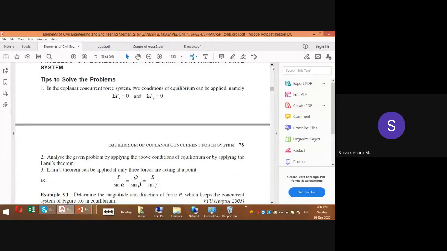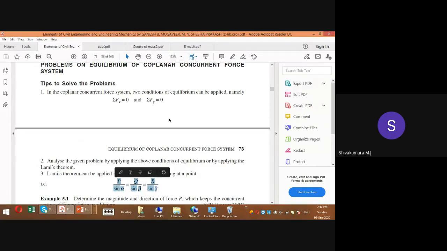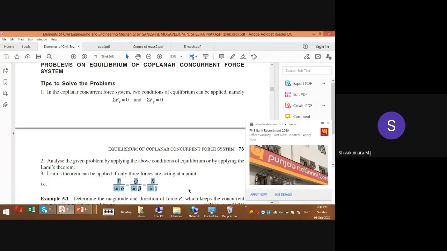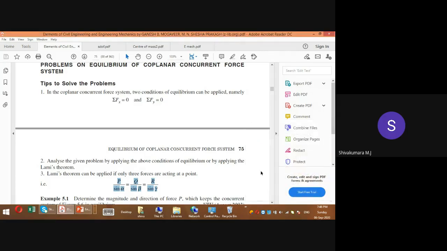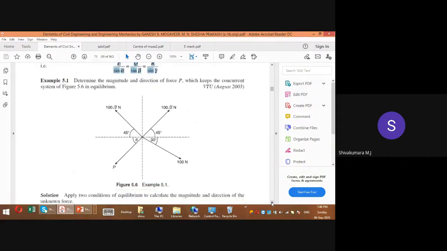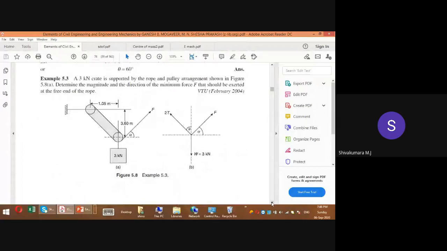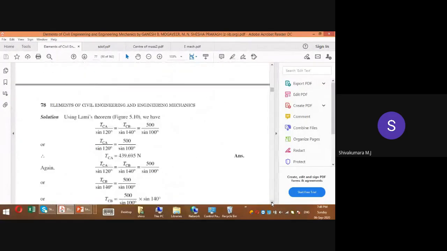Come for solving problems. So all of you once again remember the Lami's theorem, conditions of equilibrium. So conditions of equilibrium for coplanar concurrent force system. How many? I repeat, coplanar concurrent force system. How many conditions of equilibrium? 2. Okay. And Lami's theorem, P by sin alpha, Q by sin beta, R by sin gamma. Rather than mugging up this formula, you just remember the definition, that is the ratio of magnitude of a single force to the sine of angle between other two forces are proportional to each other.